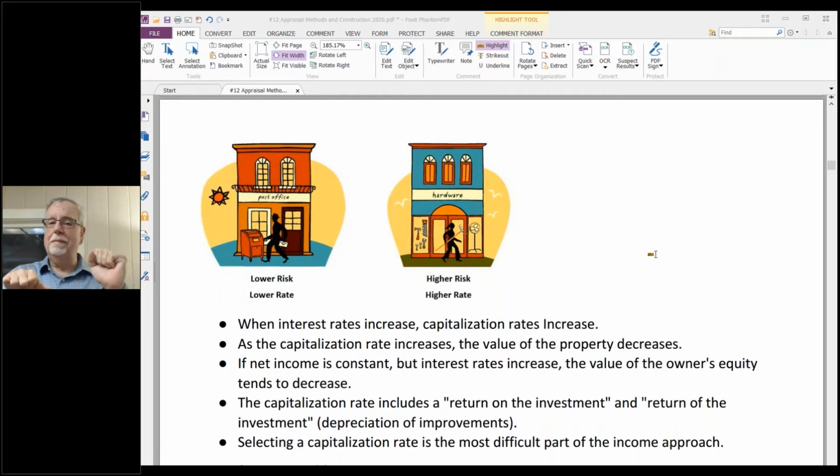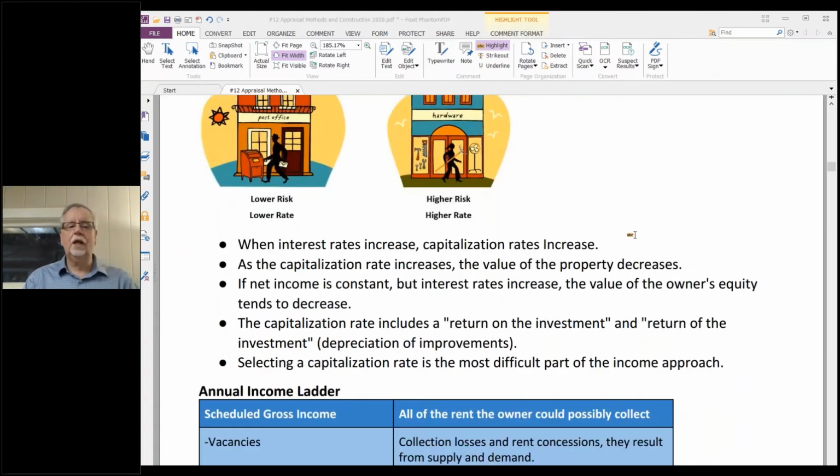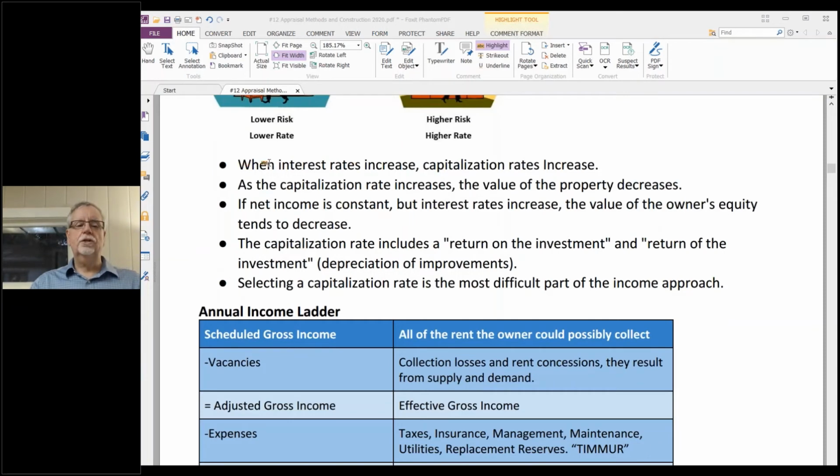For those of you mathematically minded, you can play with that income divided by rate equals value formula. If the value goes down but the income is the same, the rate of return goes up. So they're offering you a higher rate of return, but it has a higher risk. Therefore, it has a higher rate. When interest rates go up, capitalization rates go up.